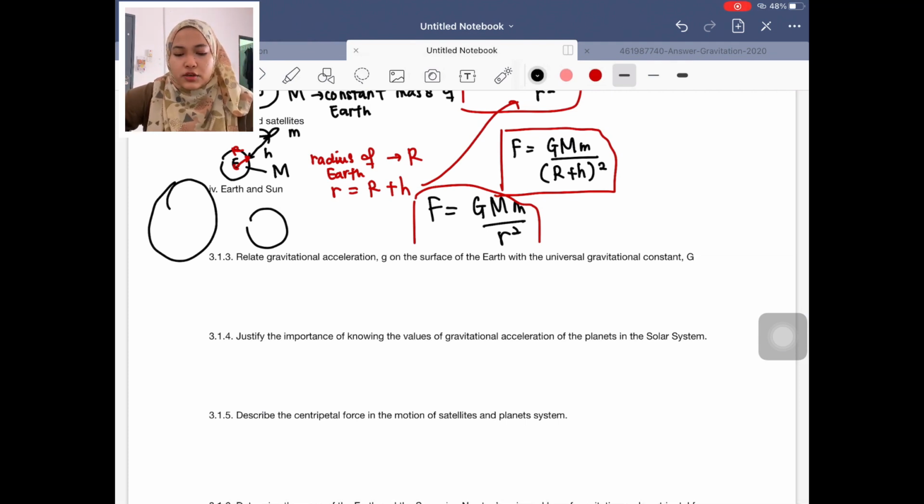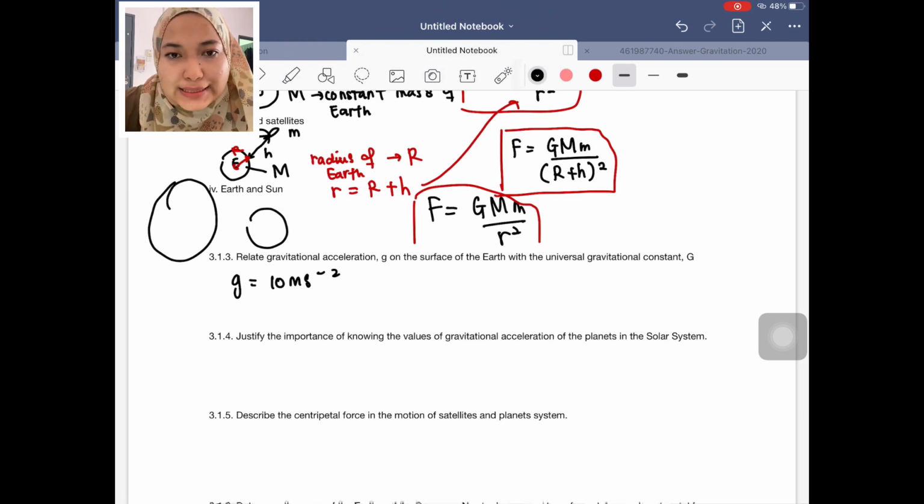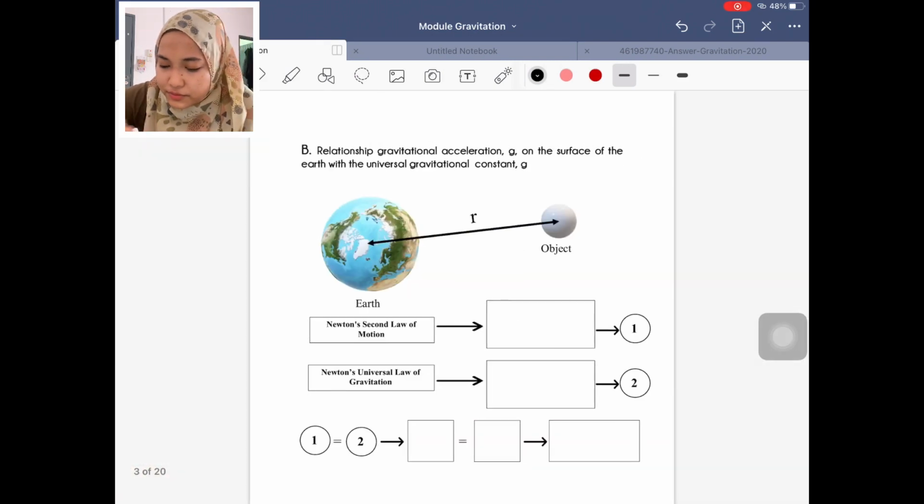3.13. Relate gravitational acceleration g on the surface of the earth, yang biasa kita belajar, so small g equals to 10 meter per second squared, with the universal gravitation constant G of the earth. So macam mana kita nak samakan dia? Okay, so kita tengok.